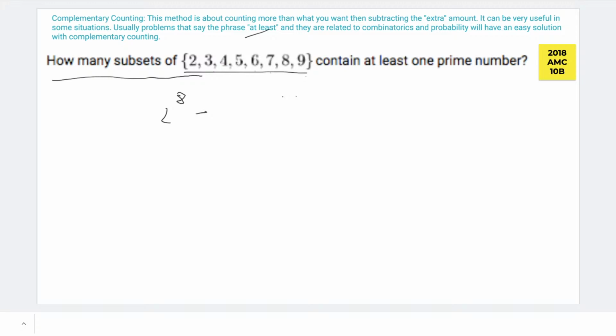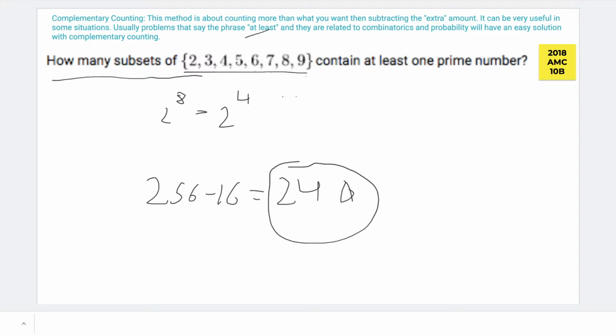And then there are 4 composite numbers here: 4, 6, 8, and 9. The number of ways to arrange these in all subsets is just 2 to the power of 4, because there are 4 terms. 2 to the power of 8 is 256, and 2 to the power of 4 is 16. If you subtract those 2 numbers, you get 240. This means our answer is simply 240. This shows the power of complementary counting: instead of making cases with 1 prime number, or 2, or 3, or 4 prime numbers, we just skip through that computation.